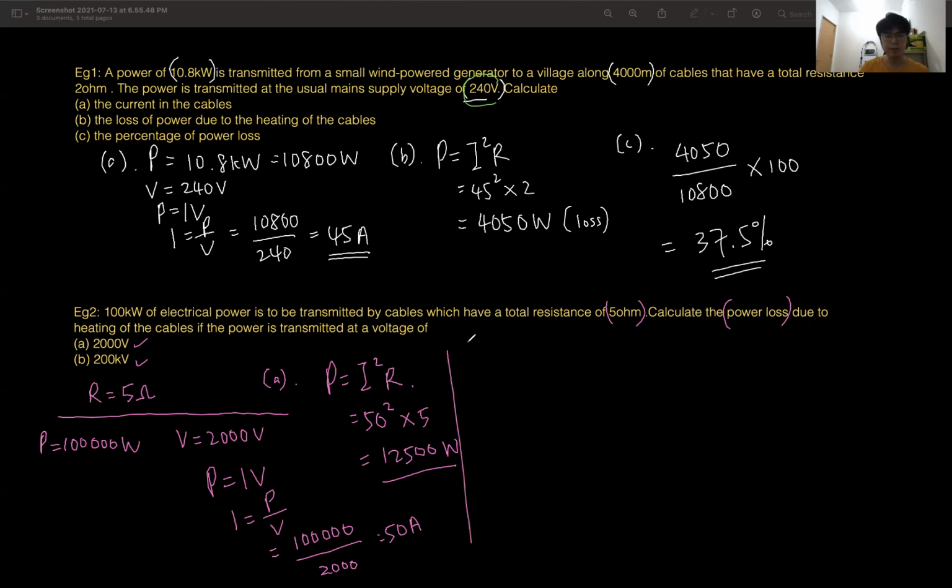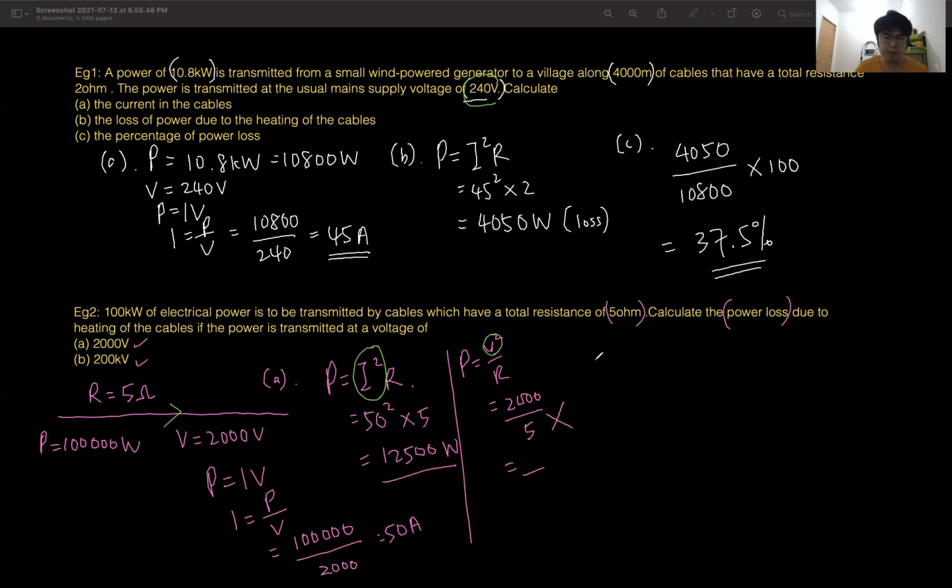Again, I remind you, if you use P equals V square over R, let's say you put 2000 volt over 5, you get a different answer. This is wrong because of the voltage. Because current is the same, right? In the transmission cable, current is the same. So that's why I can use I square, but not V.